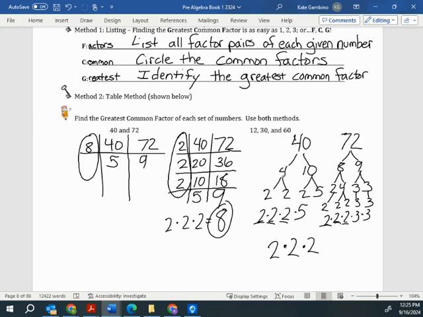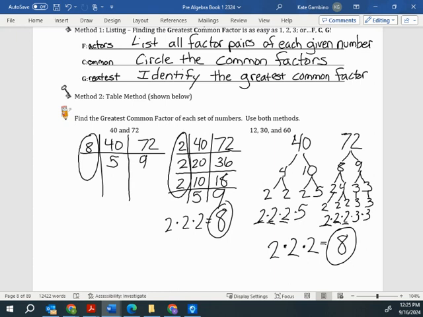Does 40 have any 3s? Nope, they don't share it, so I can't write it. So, to find the greatest common factor, I multiply the primes that they have in common, and I get the same answer. A lot of people find the table method easier to understand and make fewer mistakes with it.